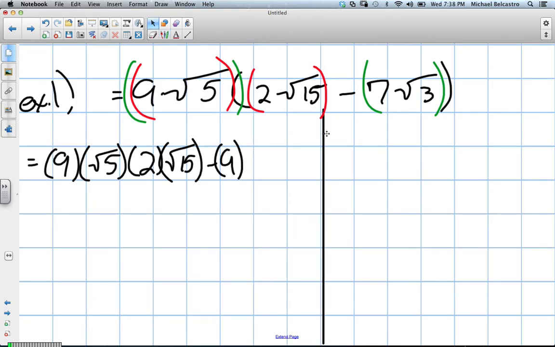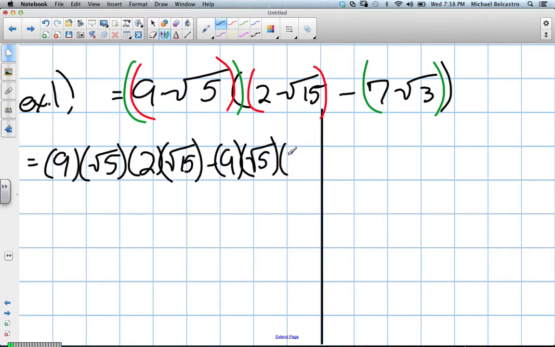I've got to see if I can squeeze this all in here. Move this over. 9 times root 5 times 7 times root 3. Okay? So we've kind of squeezed it all in. Now let's try to get like terms or something we can kind of put together. Well, the 9 and the 2 we can put together, right? We can multiply those. And I can also multiply the 9 and the 7.